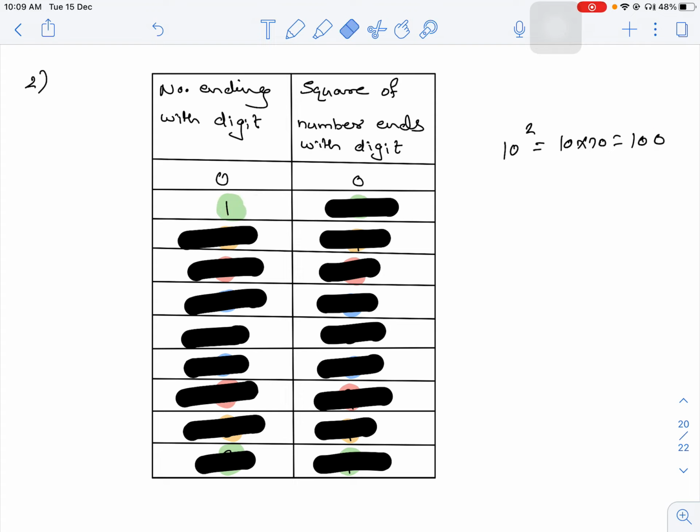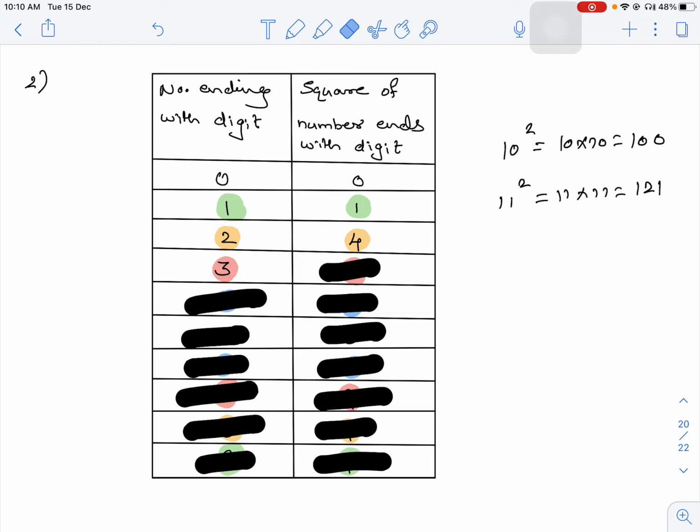So a number is ending with 0, so its square is also ending with 0. The next one, if a number is ending with 1, its square will also end with the digit 1. For example, if we have 11 square, 11 square means 11 into 11. Now the number is ending with 1, its square is 121, so the square is also ending with the digit 1. The next one, if a number is ending with 2, its square will end with 4. A number ending with 3, its square will end with 9. A number ending with 4, its square will end with 6.